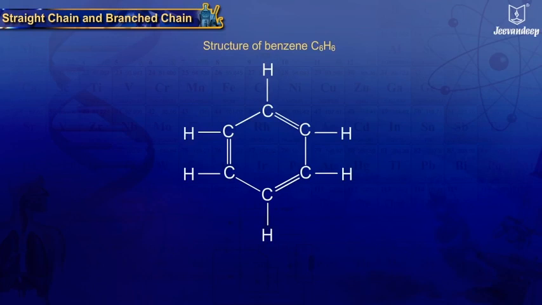Structure of benzene, C6H6. Benzene ring consists of a cyclic structure made up of 6 carbon and 6 hydrogen atoms. Each carbon atom is bonded to another carbon atom on one side with a single bond and a double bond on the other side.